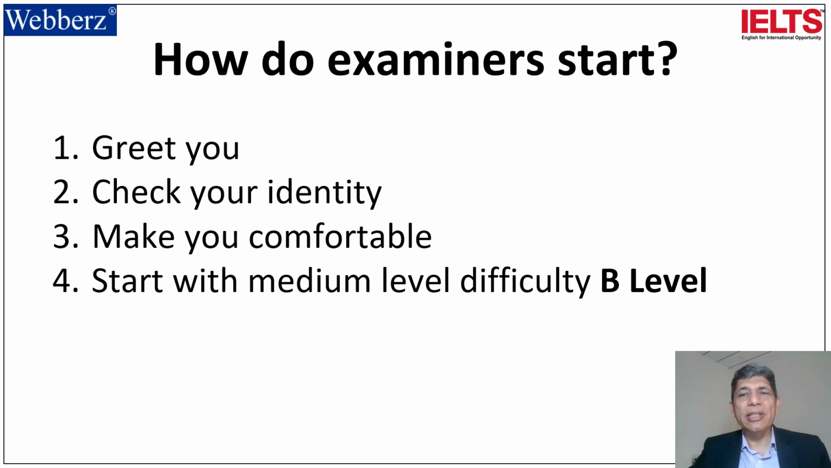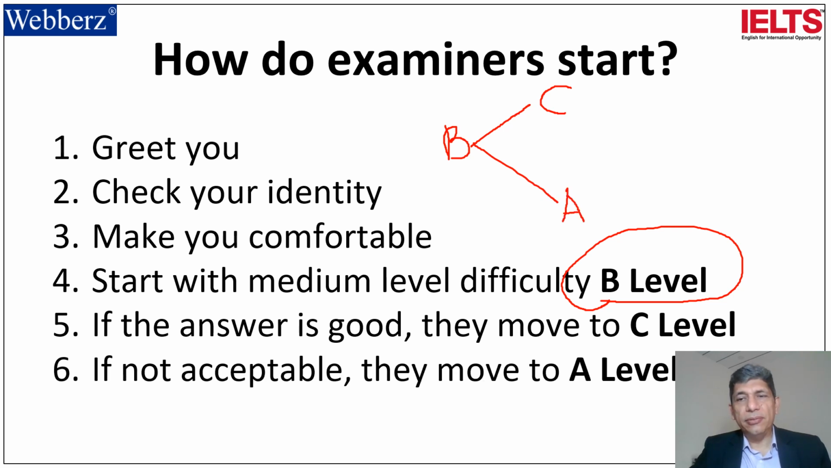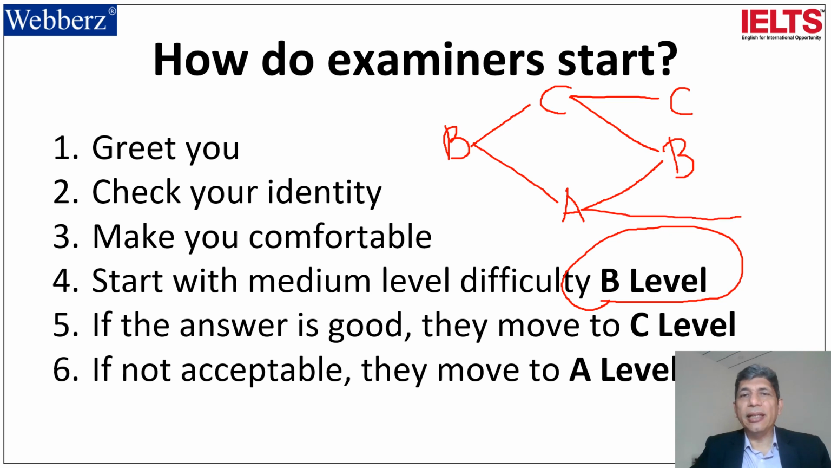They would start with a medium level difficulty question that is called a B level question. Suppose this is a B level question, they will ask. Then if the answer is good, they'll take you up to C level. Conversely, if the answer is bad, they'll reduce the level to A level. If the C answer is right again, they remain at C. And if it is wrong, or not acceptable, or you are not able to speak, they will get you down to B level. Same is the case with A. They take you up or they keep the same. So basically, it's a roller coaster ride of going up and going down.